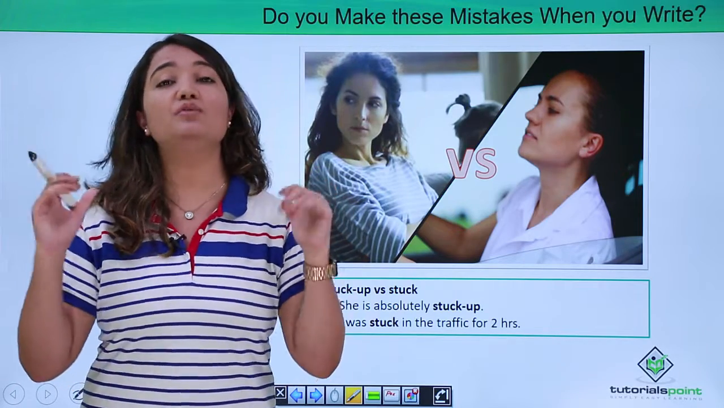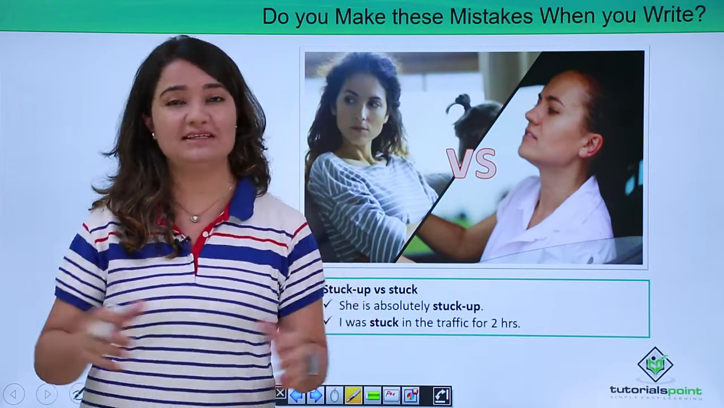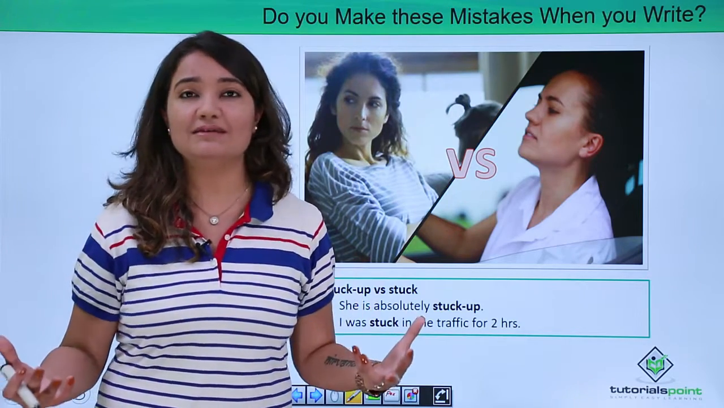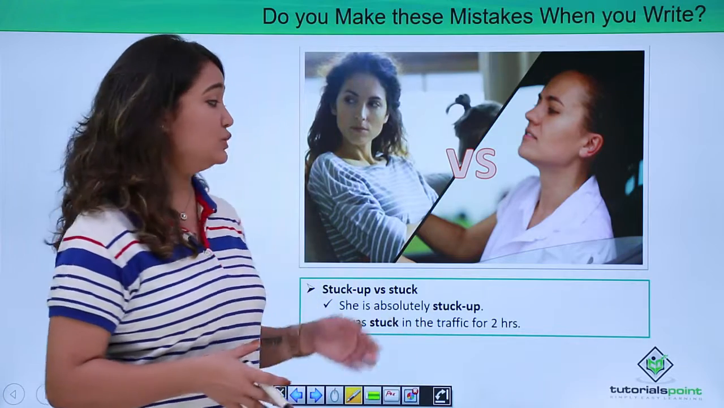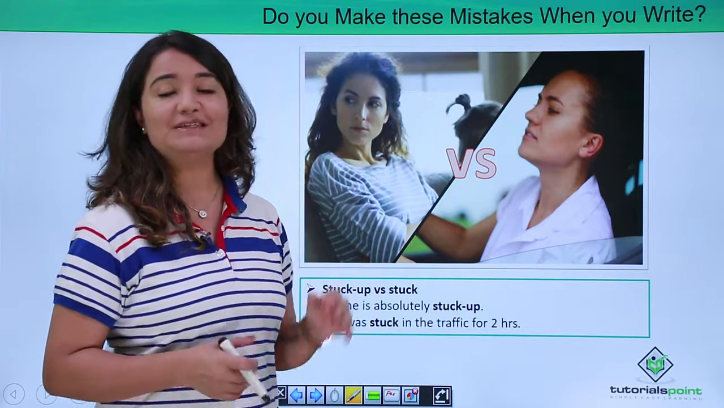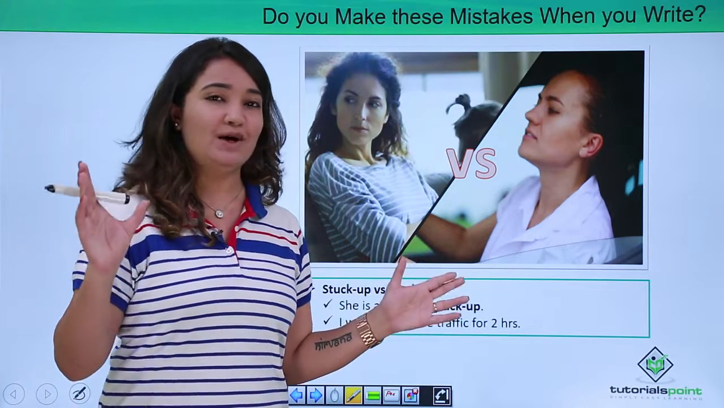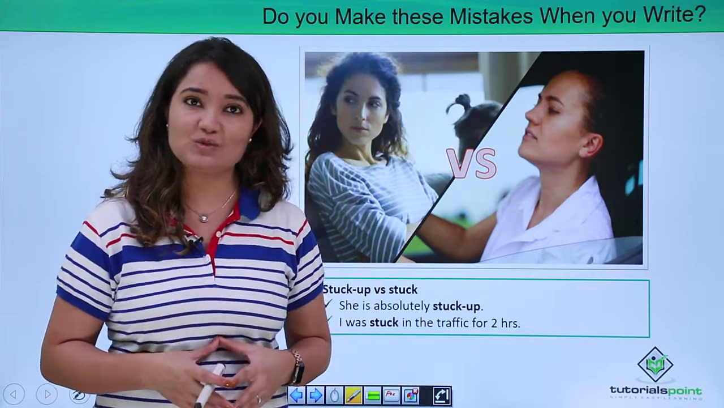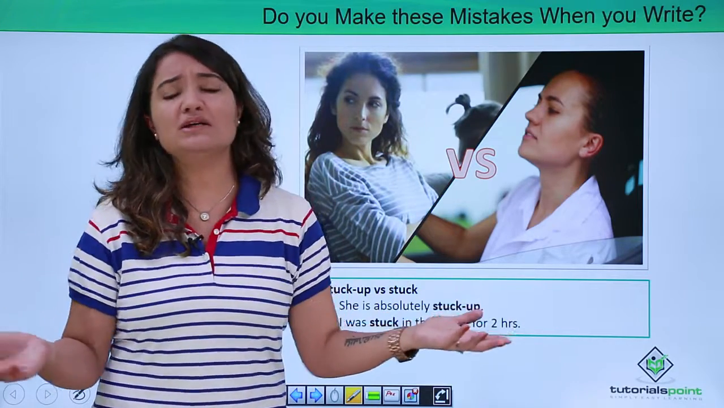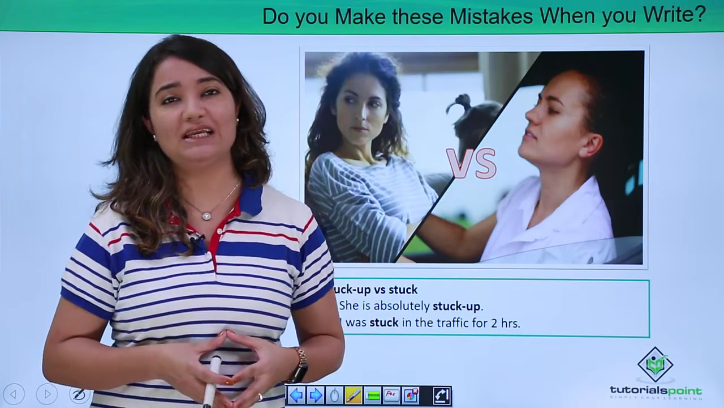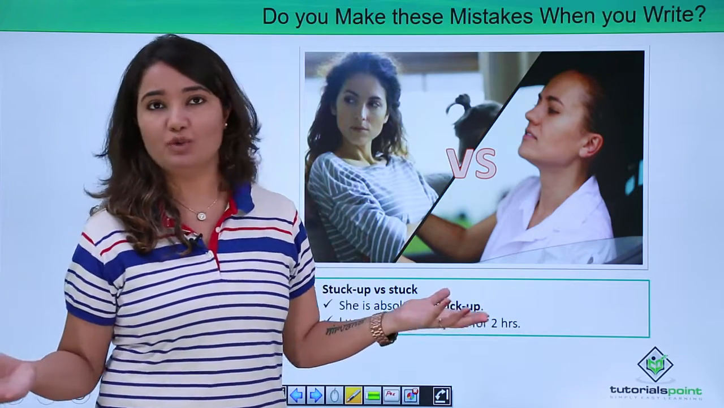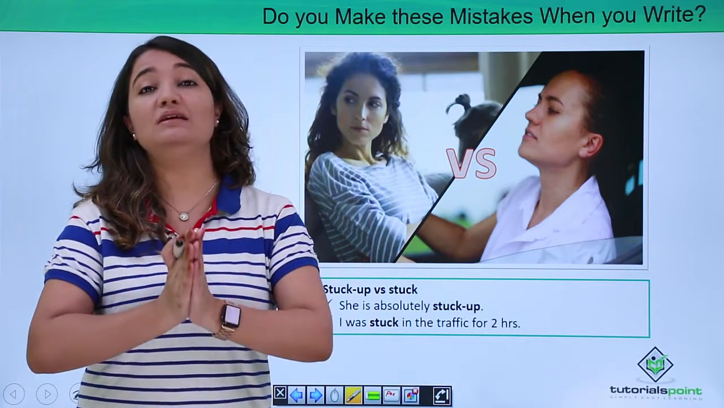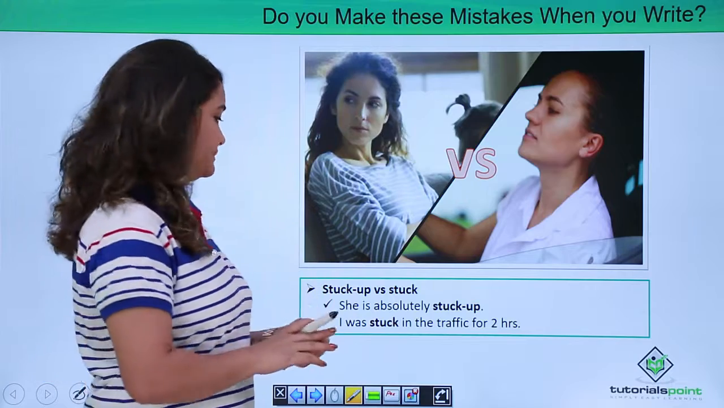Or "I'm stuck with this work." When you say that, it indicates that you could not go anywhere else other than attending to that particular work. So you could be stuck in work, or stuck in traffic, but you cannot be stuck up in traffic. Just be careful, especially when you are using these words in writing, or even in your daily conversations. Stuck up and stuck are two words that are an area of confusion for most people.